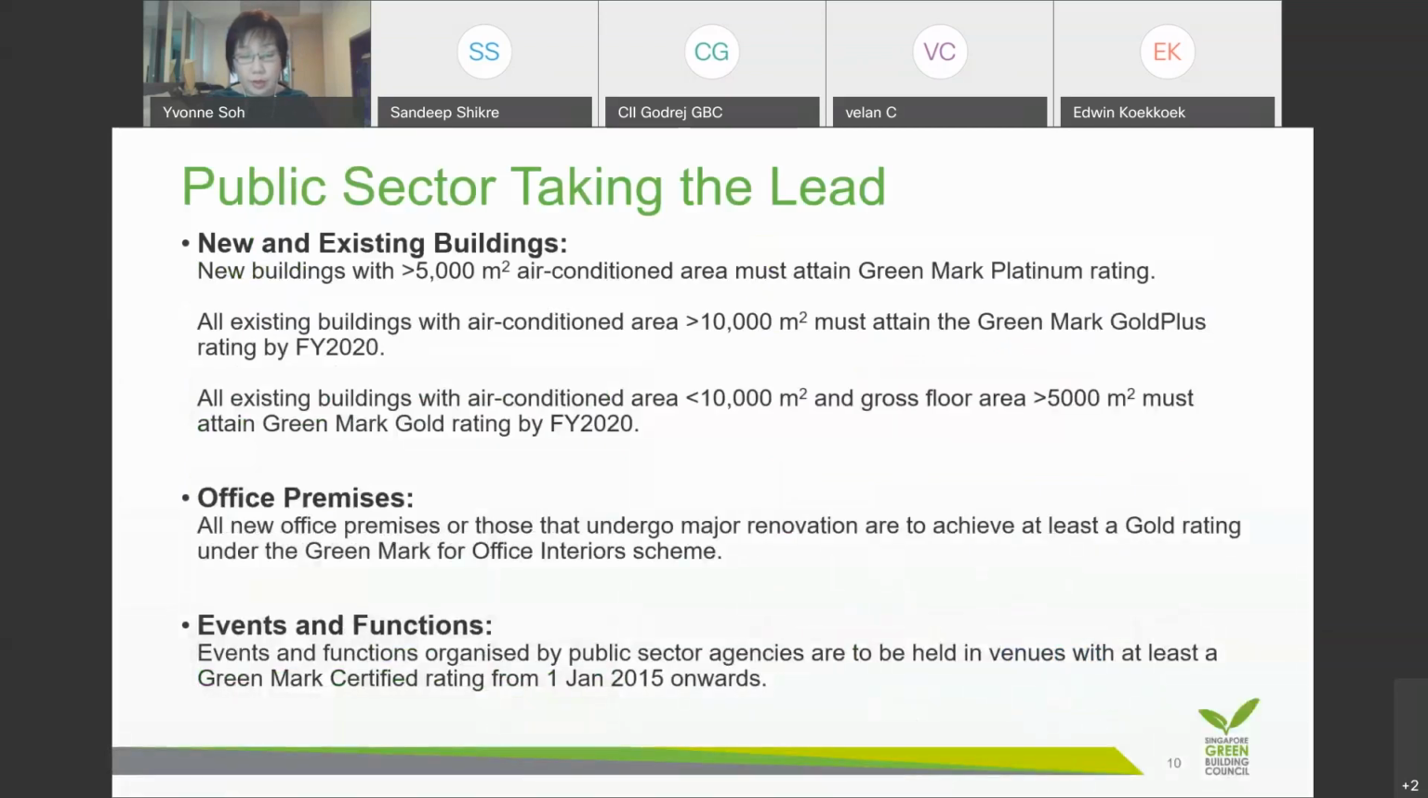So under the public sector's PESTLES program, all new buildings with more than 5,000 square meters in air-conditioned space must achieve the Green Mark Platinum rating. All existing buildings have to achieve at least a Gold rating by the end of this year, and I believe this is on track. Government offices that are tenants in private buildings also have to achieve at least a Gold rating for their interior space. And all government events and functions have to be conducted only in Green Mark certified hotels and event spaces.